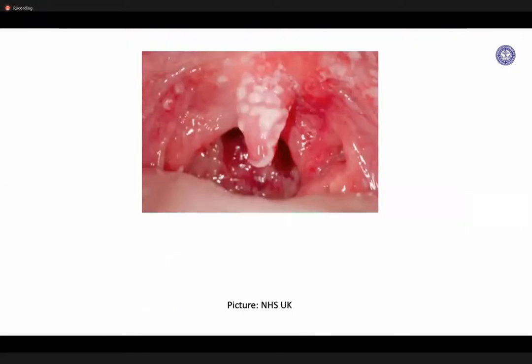This is oral thrush inside the mouth. You can see this is due to candida. It's a very common thing you can see in various conditions, not just HIV. So many conditions: immunocompromised patients, diabetes, antibiotic use, and so on.